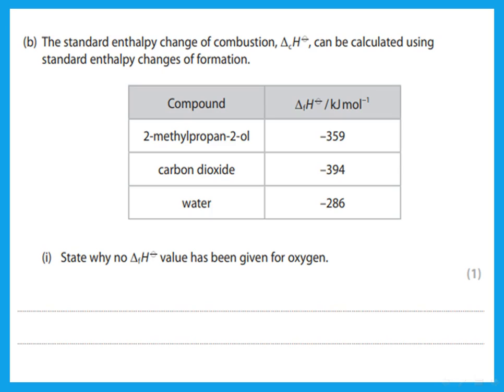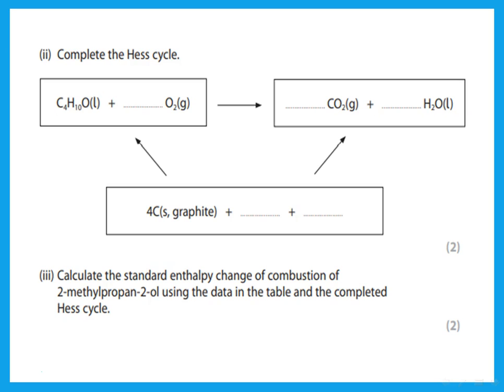The standard enthalpy change of combustion can be calculated using standard enthalpy changes of formation. So now he's going to use Hess's law to get the delta H. Well, first of all, he's saying state why no delta H of formation has been given for oxygen. We do not have delta H of formation of elements because oxygen is an element in its standard state. You're not forming it from anything. So there is no delta H for elements in their standard state.